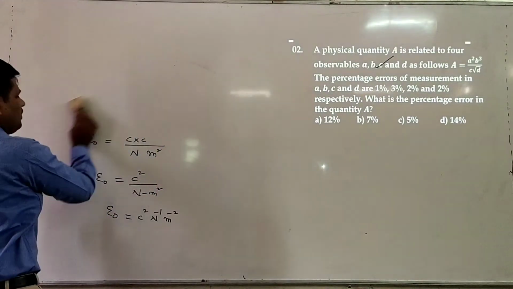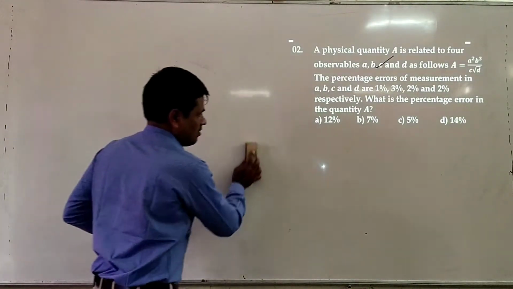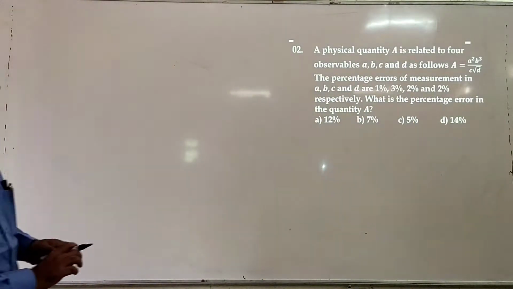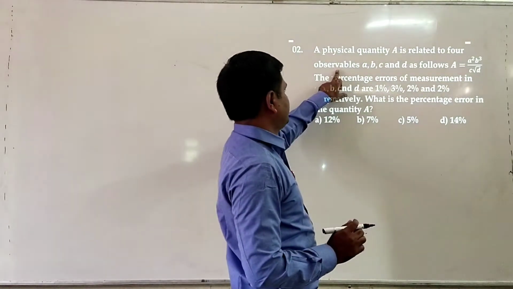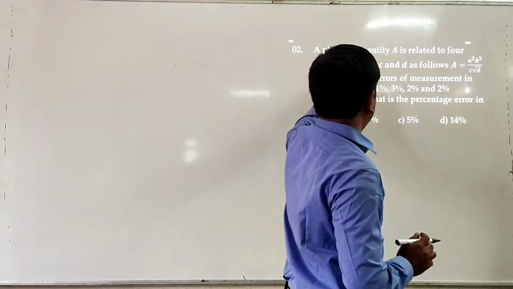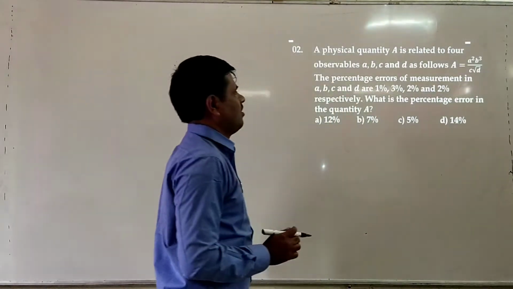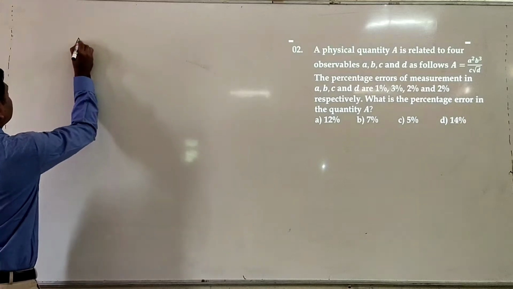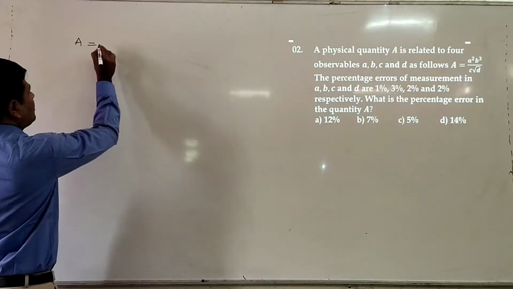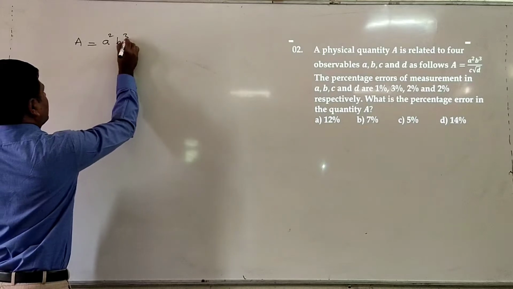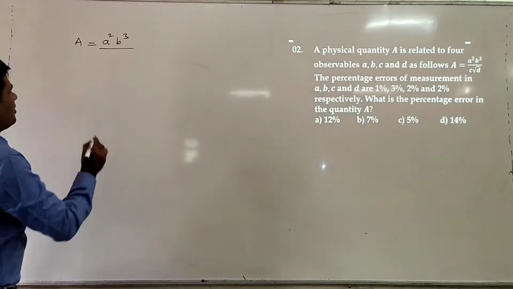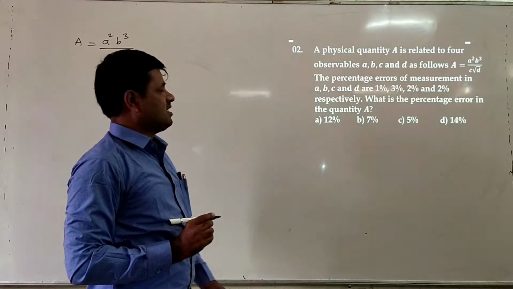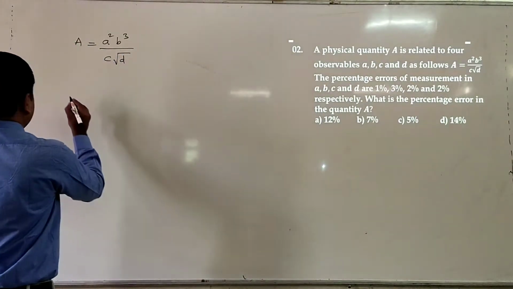What is question number 2? Here, a physical quantity A is related to four observables A, B, C and D as follows. The relation is given as A is equal to A square B cube by C under root of D. Now the percentage of errors in the measurement is given. What is given here?